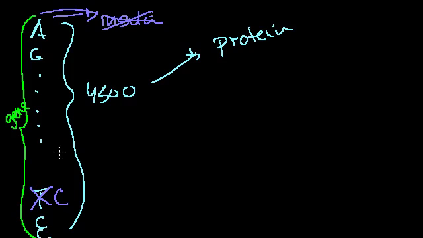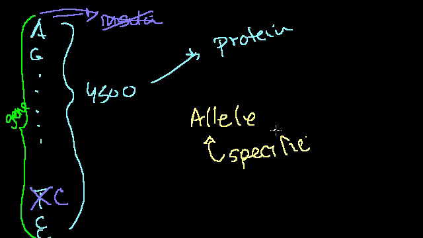Now, each variant of this gene is called an allele. An allele is a specific variant of your gene.